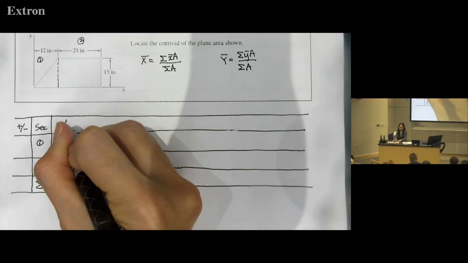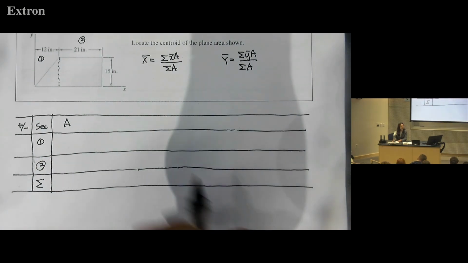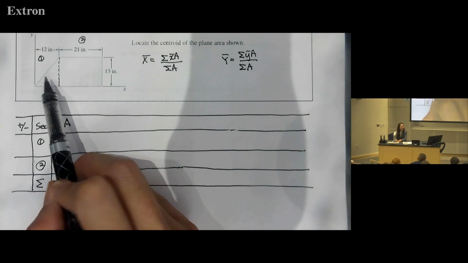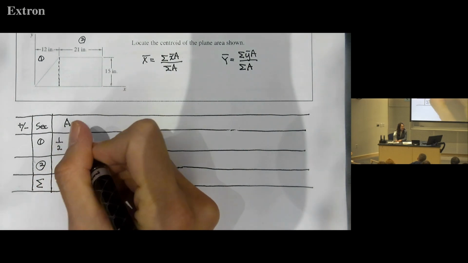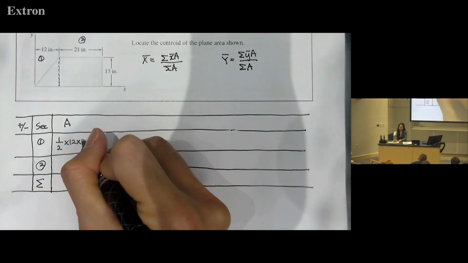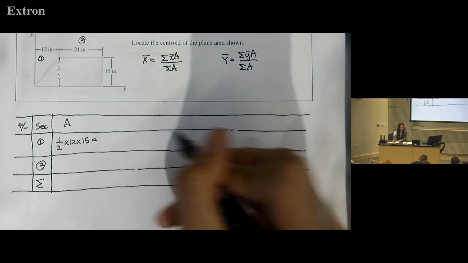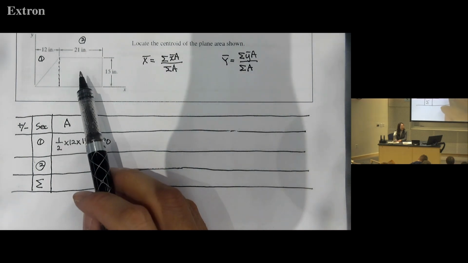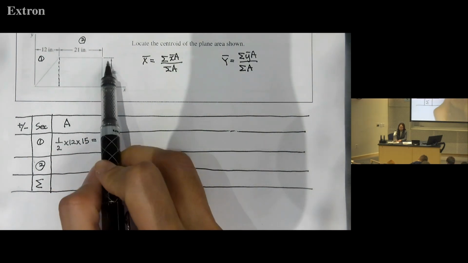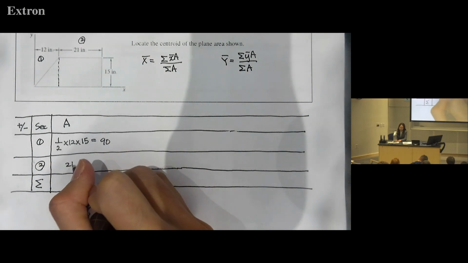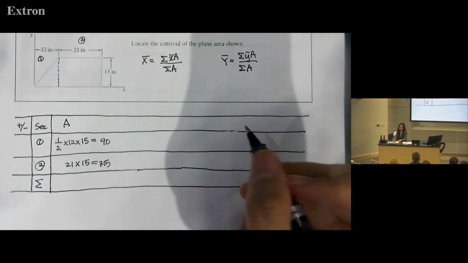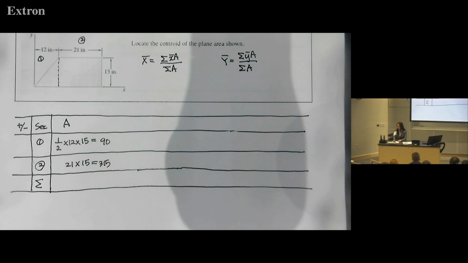Okay. So easy thing first. So area of each shape. I'm sorry, it's too easy. So area of the triangle, 1 over 2 BH. So B is 12, H is 15. So in total it is 90. And then area of the second one is even easier. So BH, 21 times 15. So it's 315.